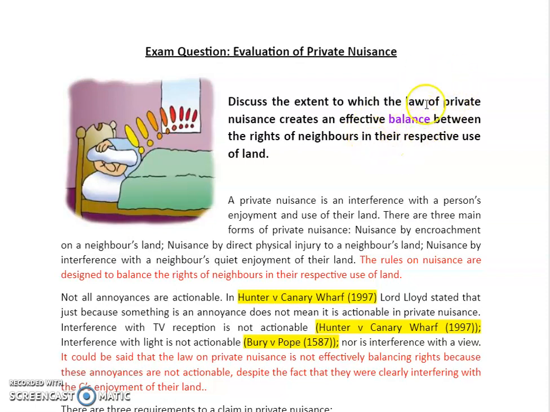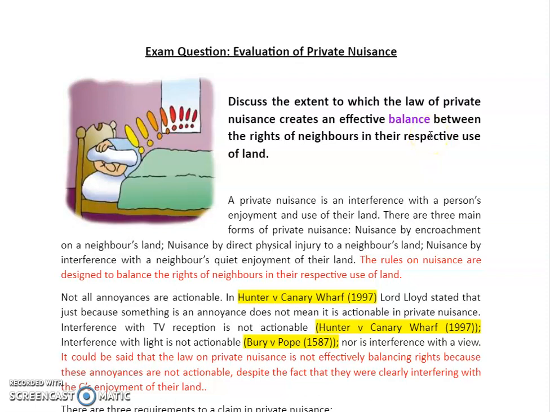You'll notice that I've highlighted the word balance there because that's really important in this question. To answer this question well, you have to do two things. Firstly, you need to outline the law, so that is all the rules and all of the key cases on the law on private nuisance. And secondly, you need to analyse and evaluate those concepts and cases in order to discuss whether the law is striking a balance between the two parties. And that's really what the law is trying to do here.